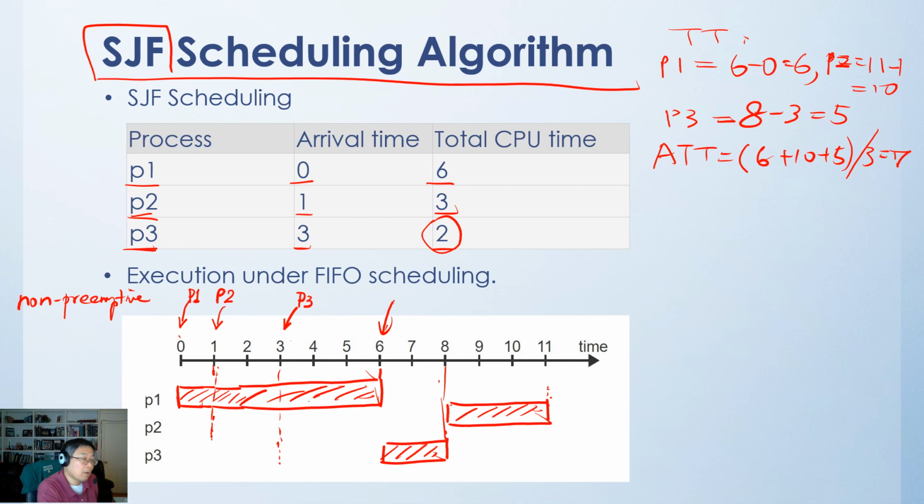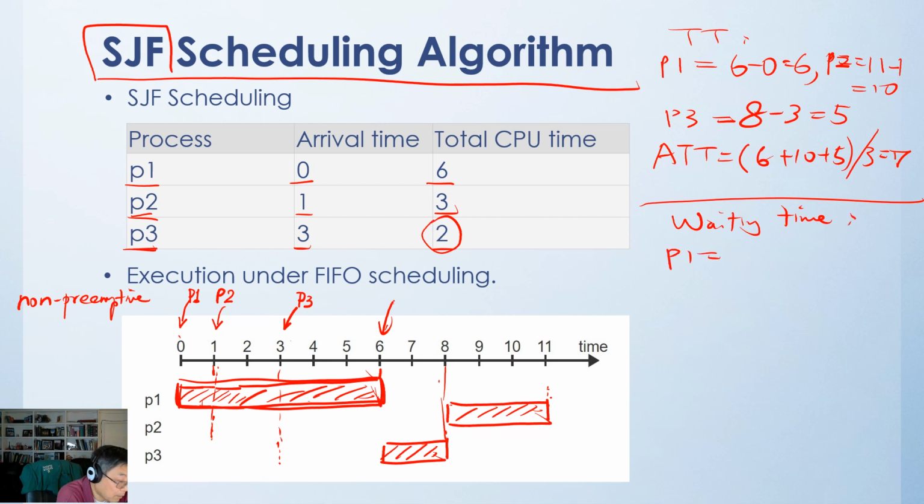Now remember, what's the average turnaround time for the FIFO? If you still remember, it was 7.33, I believe. So this is actually a slight improvement over the FIFO. Not a big improvement, right? Why? Because P1 is still the biggest process and it still finishes before every other process. Now let's take a look at the waiting time for each process.